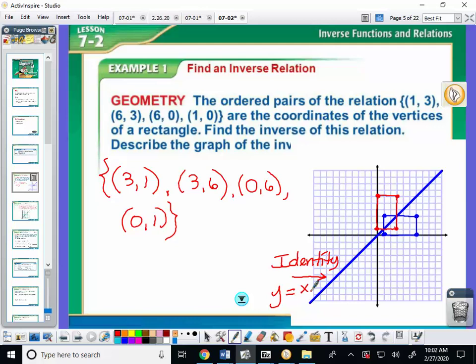So our goal today is to be able to graph a function, graph its inverse, and see that they do meet up on the identity. And we're not always going to have ordered pairs. Let's look at Example 2 where we have a function to look at.